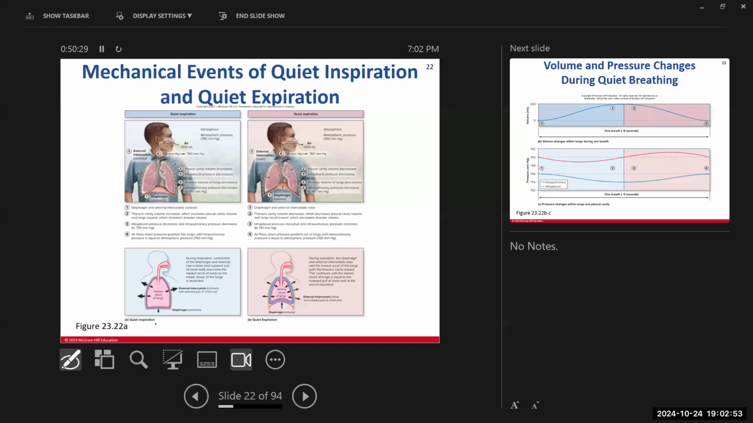This is figure 23.22a. Take a peek if you want to understand. And again, here's the box. The boxes are changing. Big box, little box. So inspiration, thoracic cavity box is big, which means the pressure is low inside of the lungs. It's greater outside, and so air flows in. Then expiration, your thoracic cavity box gets small, which means the pressure increases, and that increased pressure is greater than the atmospheric pressure, so air flows out. Go over it a couple times, read this, memorize it, learn it. You guys will understand that.